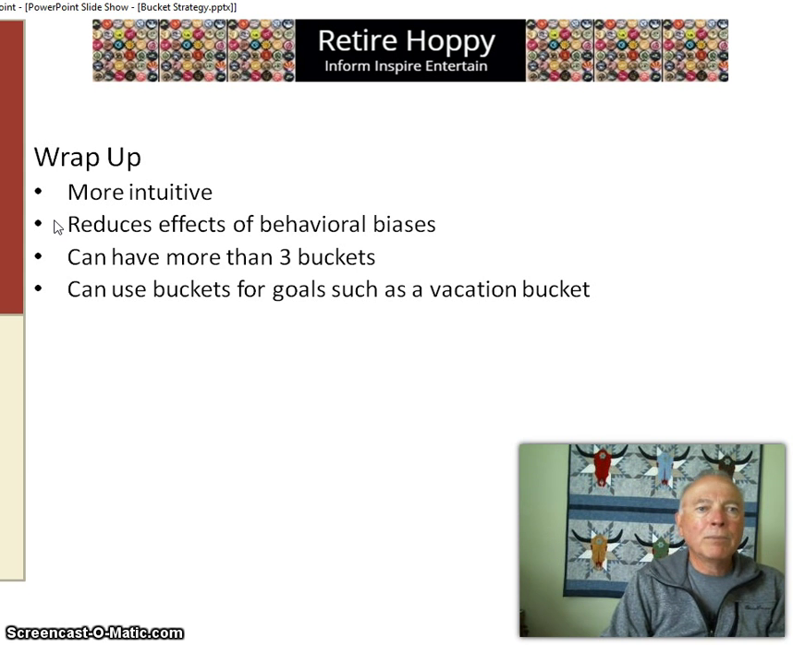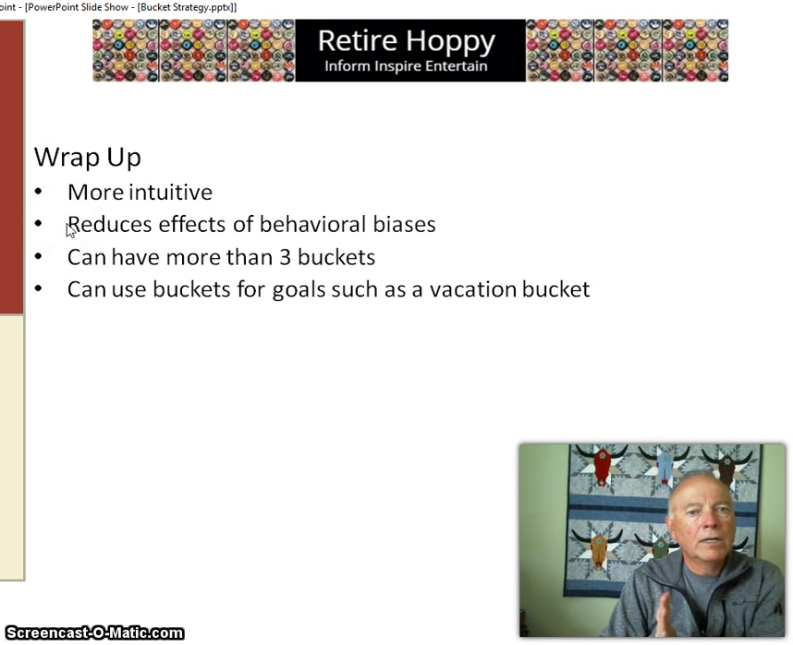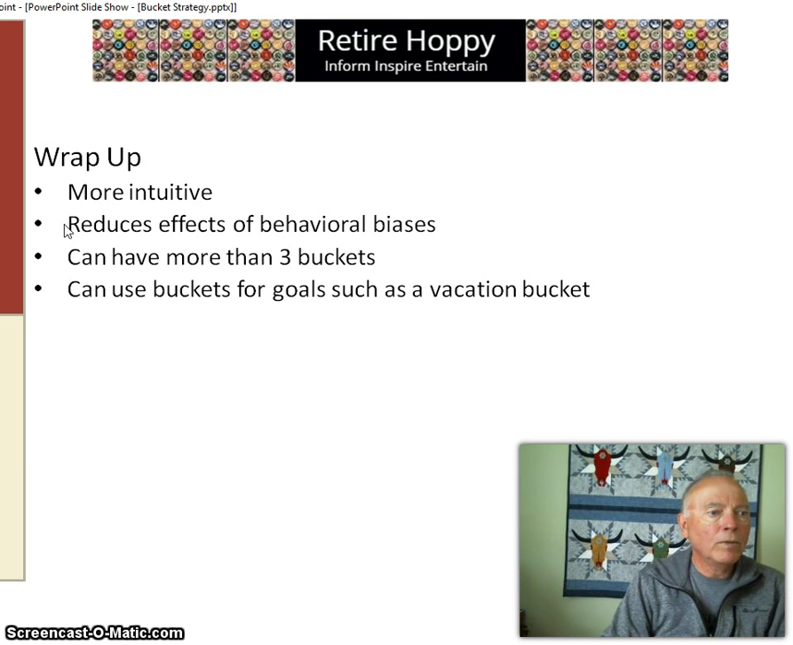People make the classic blunder of selling low and buying high. So by putting your money into these safe categories, you can ride out the storms, because your stocks, which are your more volatile, more risky investments, they're happening way down the road. So you don't sweat it. You don't pull the trigger and sell something when you shouldn't. And as I've been saying, you can have more than 3 buckets.